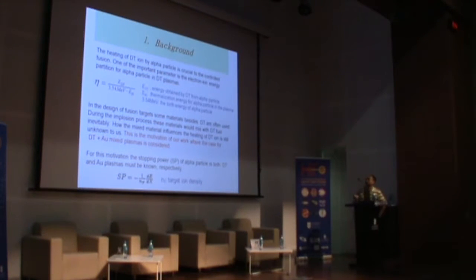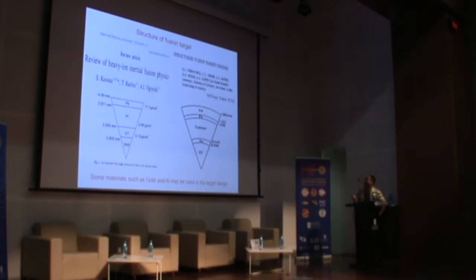Here is the background. The heating of DT ion by alpha particle is crucial to the controlled fusion. One of the important parameters is the electron-ion energy partition for alpha particle in DT plasmas. Here is the usual definition of the energy partition. In the design of fusion target, some material besides DT are often used. Here gives some structure of fusion target.